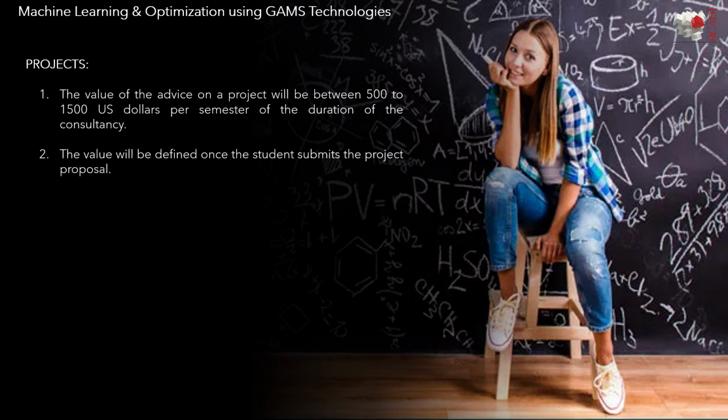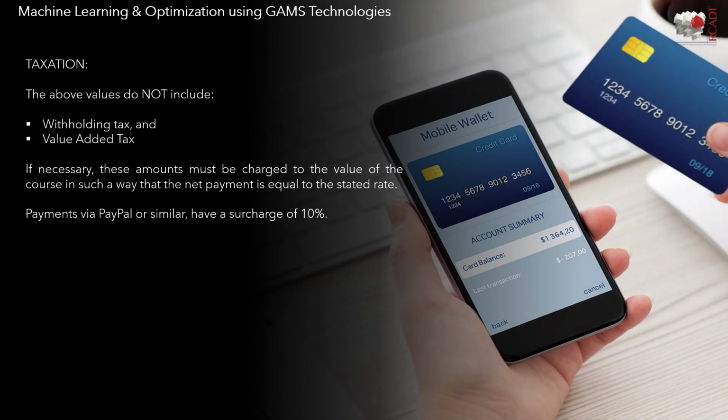If a student is interested in receiving direct advice from R-CADT, the following conditions apply to projects. The value of the advice on a project will be between $500 to $1,500 per semester of the duration of the consultancy. The value will be defined once the student submits the project proposal. Taxation. The above values do not include withholding tax and value-added tax. If necessary, these amounts must be charged to the value of the course in such a way that the net payment is equal to the stated rate.